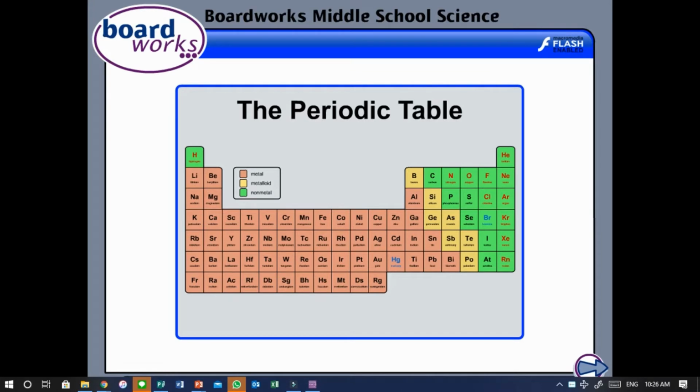Welcome to the periodic table. Again, hopefully, this periodic table is really simple. All the metals are here in peach, I guess. Then the cream color ones are your metalloids. They have properties of metals and nonmetals. And the green ones are your nonmetals.